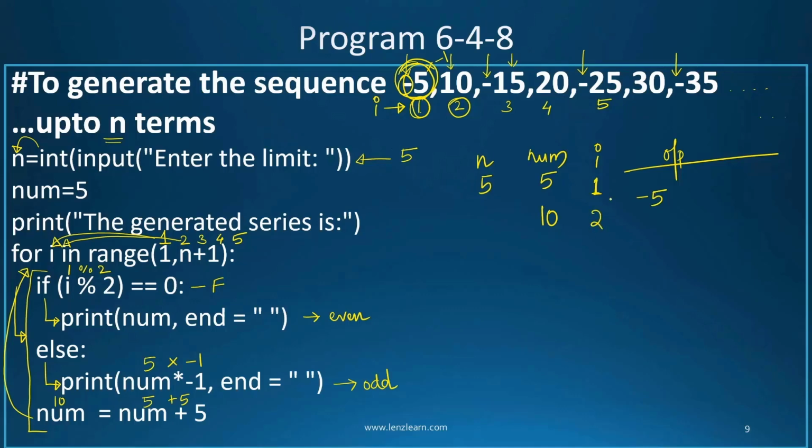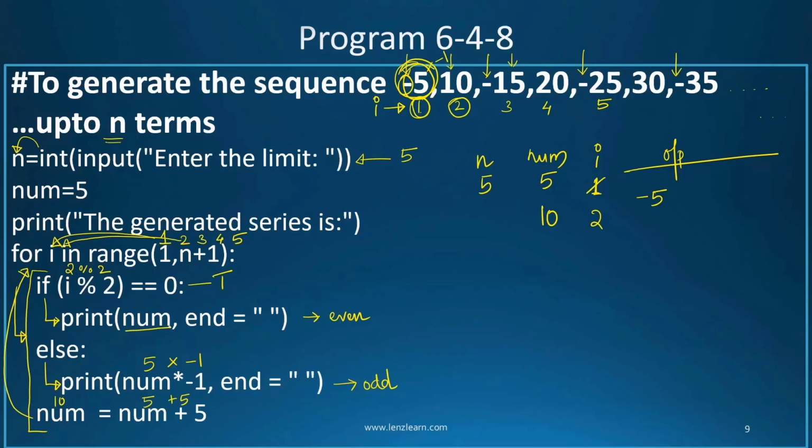So the value of i will become 2. Now I will check whether 2 modulo 2 is equal to 0. You can see this is an even number term, so this will be true. When it's true, the if condition's print statement will be executed.